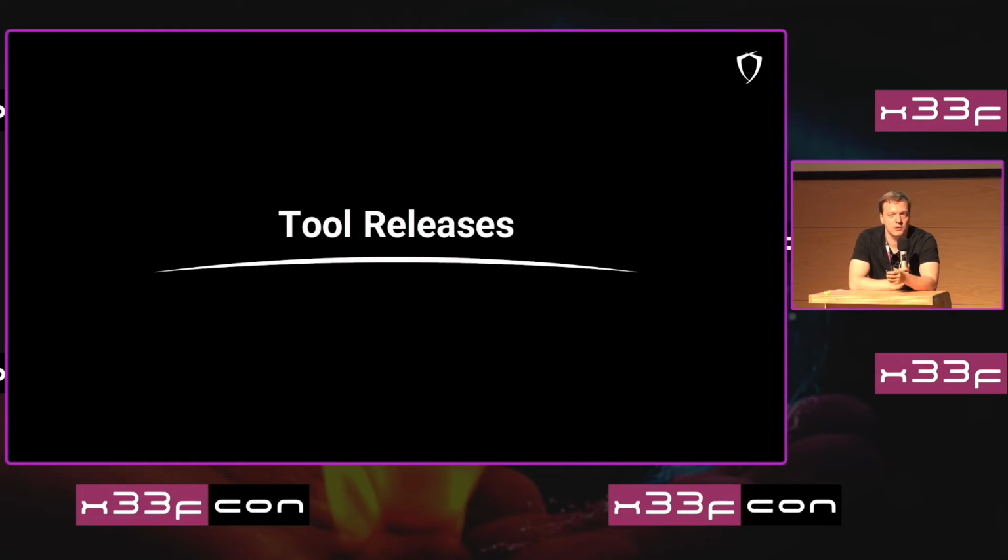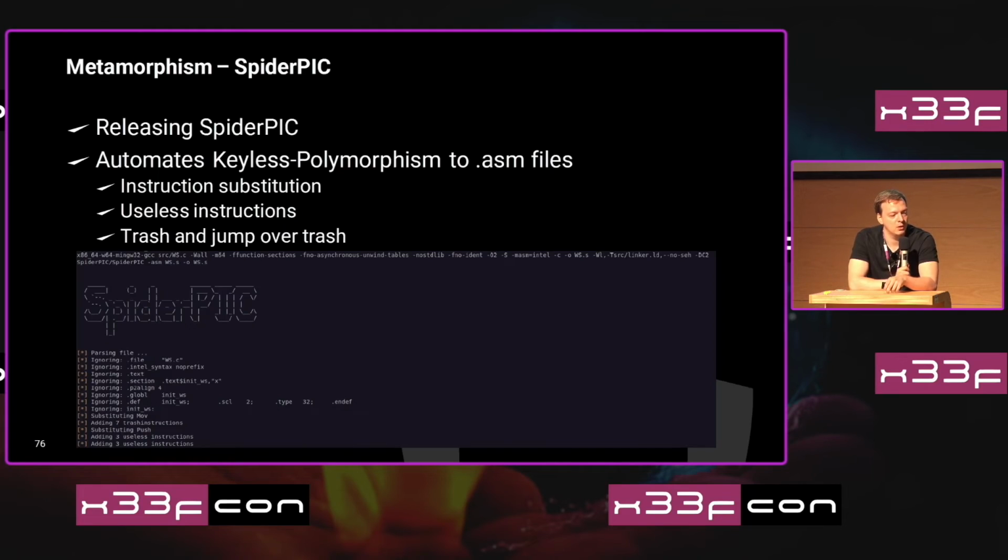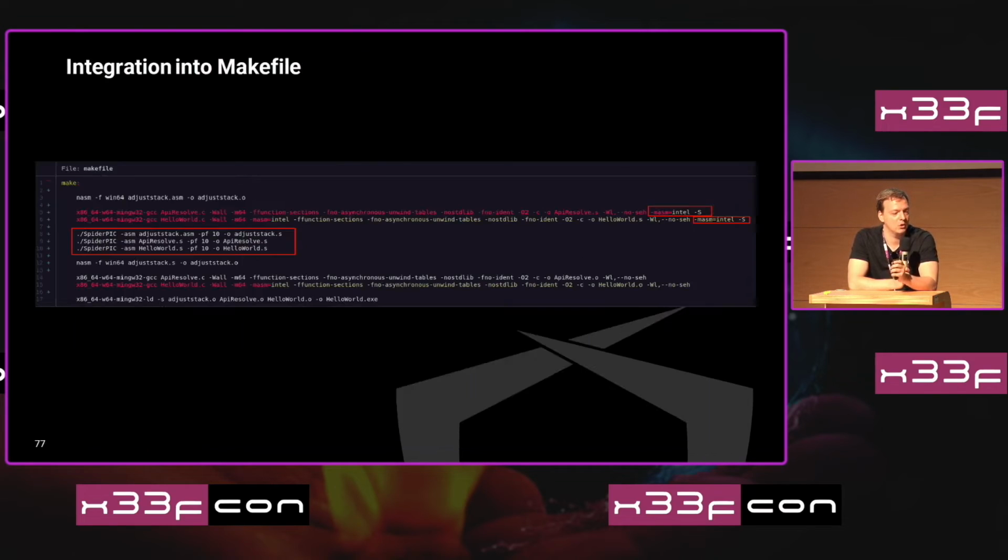I have some tools to release. Earlier we were talking about keyless polymorphism. I created a tool to automate this step, which I call Spider Pick. And it actually does the obfuscation on assembly level. So what you do is you first compile it using GCC or whatever and you make the compiler output assembly. Then you make Spider Pick do its job. It's doing the obfuscation, and then you compile it just as normal.